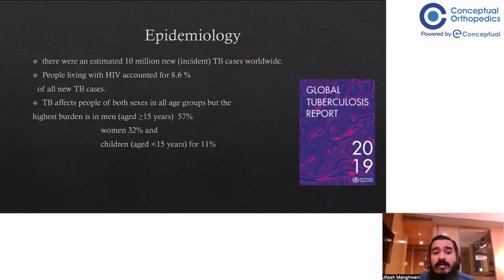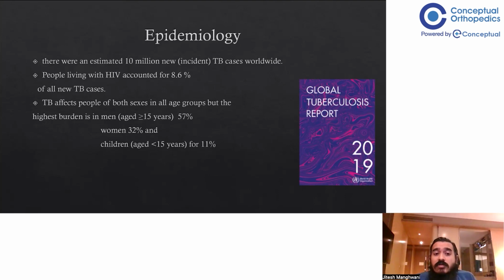Epidemiology. An estimated 10 million new TB cases worldwide were found. This is from the Global Tuberculosis Report from the year 2019 given by WHO. So as per 2019, 10 million new cases were added. People living with HIV accounted for 8.6% of all the new TB cases. So patients who had concurrent HIV and TB were 8.6%. That means of all the new cases of tuberculosis being diagnosed, 8.6% of them had HIV as well.